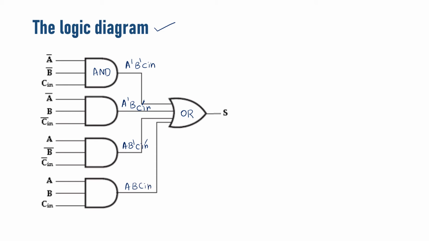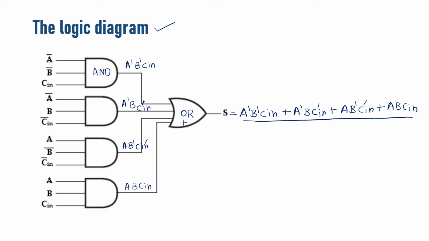Now this is OR. OR operation means addition. So finally the sum S is equal to A dash, B dash, C in plus A dash, B, C in dash plus A, B dash, C in dash plus A, B, C in. This is the final output for the full adder summation, that is sum, by using the logic diagram. In this logic diagram we are using four AND gates and then one OR gate. Next we are going to discuss the logic diagram for the carry.